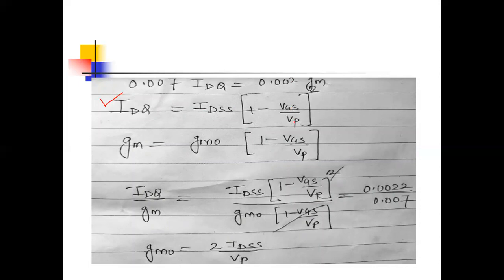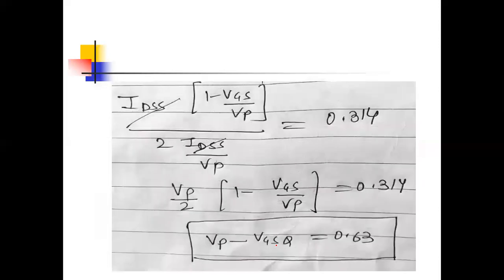Now the equation of ID you know very well: IDSS times (1 minus VGS upon VP) squared. The equation of GM is GM0 times (1 minus VGS upon VP). Now we divide these two equations to get ID by GM. Here we put the value of GM0, that is 2 IDSS upon VP. When we put this value, IDSS cancels, leaving (1 minus VGS upon VP) upon 2 by VP. Now VP comes in the numerator: VP by 2 times (1 minus VGS upon VP) equals 0.314. So VP minus VGSQ is 0.63.